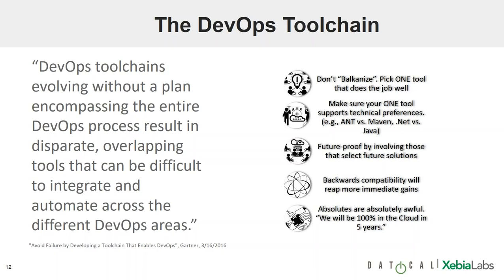And I kind of teased up that last one: absolutes are absolutely awful. "We will be 100% in the cloud in 5 years." No, you won't. You might be 90, you might be 95%, but there's going to be something that stays behind just for business needs, contractual obligations, who knows what. So involve everybody and talk. I agree. I love the 80-20 rule here. Never commit to 100%, but you can say 80%, and then work on that 20% that's giving you the biggest pain points.